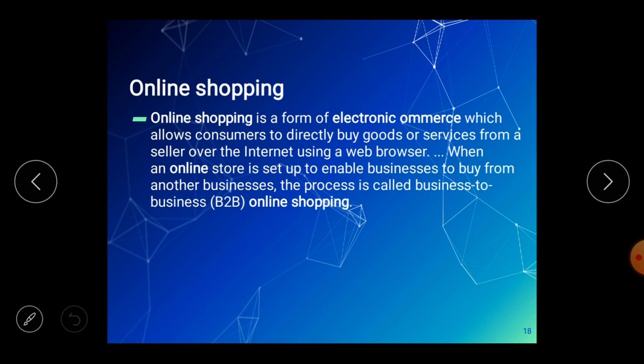The next topic is online shopping. Online shopping, or e-shopping, is a part of e-commerce. E-shopping and online transaction are two different things.